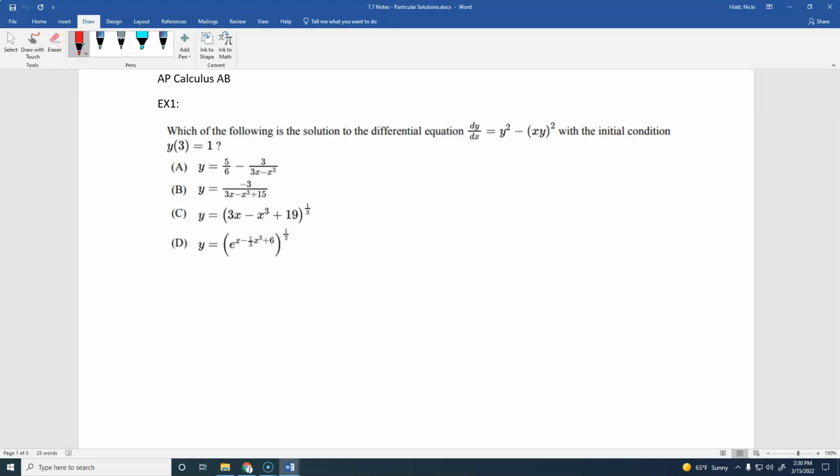All right, so we've got dy over dx equals y squared minus xy squared. And then our initial condition is y of 3 equals 1. So we have to solve this differential equation first. And whenever I look at this, what do I need to do so that I get my variables separated? All the y's on one side, all the x's on another.